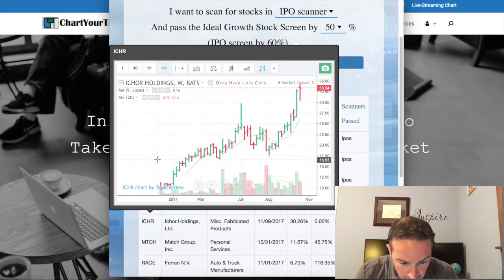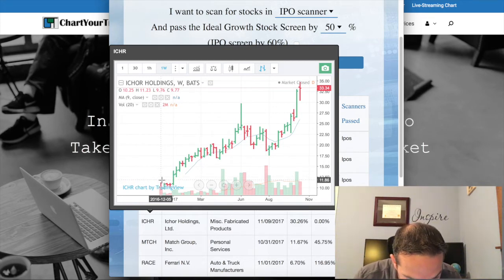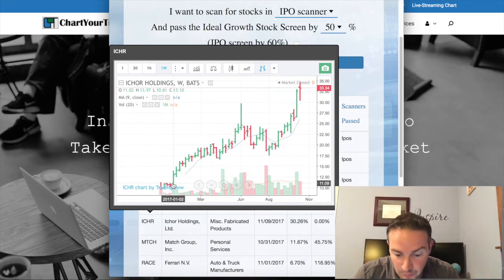ICHR Holdings, this is another one that didn't wait too long before it started a massive run. So far, it's up over 300% since January. We could have gotten in right at around 11.25. So it IPO'd, the high of the IPO was 11.23, spent about 4 weeks consolidating, and then it was off to the races.